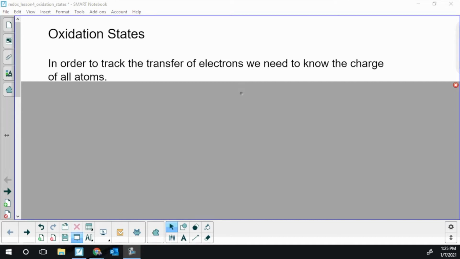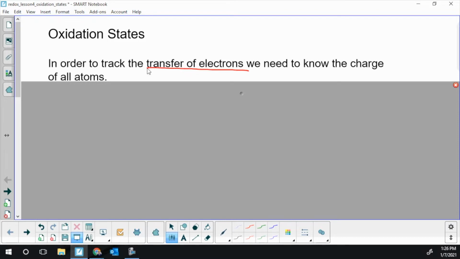So why do we use oxidation states? It helps us to keep track of the transfer of electrons. Okay? We need to know something about the charge before and after, so we can know whether 2 electrons were transferred or 3, and often more importantly, whether they were gained or lost.